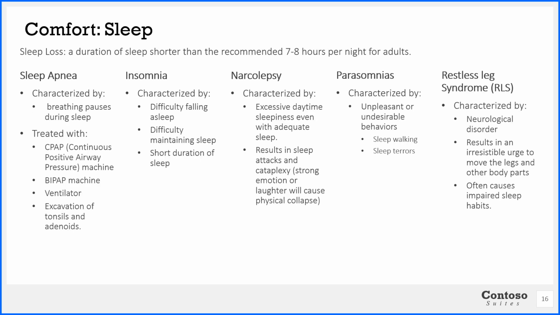Sleep. Oh, glorious sleep, and the loss of it is treacherous. Loss of sleep is a duration of sleep shorter than the recommended 7 to 8 hours per night for adults. I don't remember the last time I saw 8 hours. That's probably because I have toddlers. However, some of the problems with sleep that we see, these are the most common: sleep apnea, insomnia, narcolepsy, parasomnias, and restless leg syndrome. Okay, so we're going to go right down.